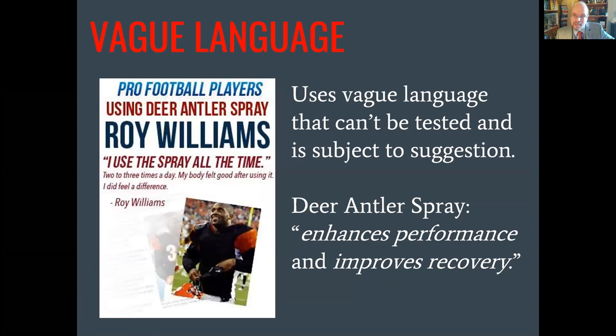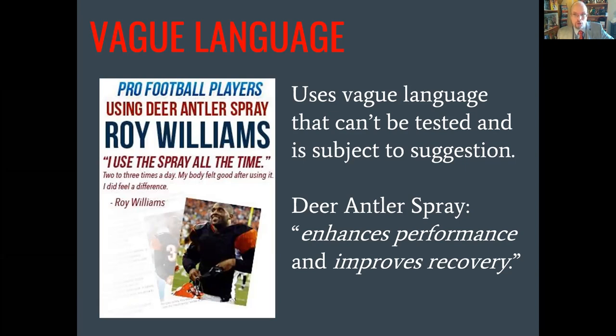Then there's also vague language that can't be tested and is subject to suggestion. So the deer antler spray advertisements will say vague things like "enhances performance" and "improves recovery." What does that mean? What kind of performance? How in the world would you possibly test that? You really can't, right? Often this is one of the reasons they do this: because they can't be sued.